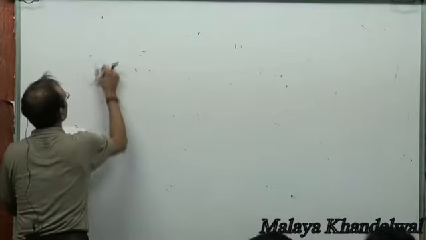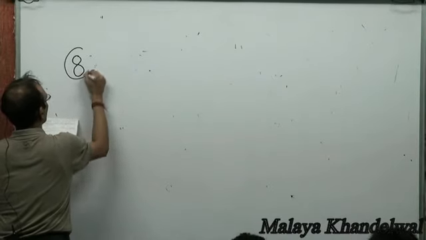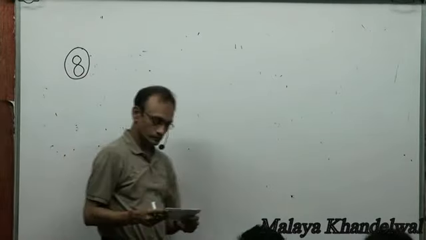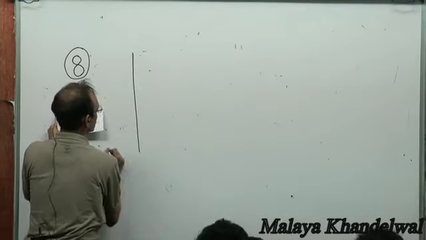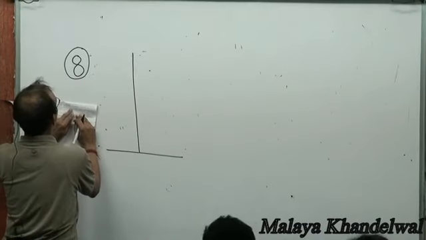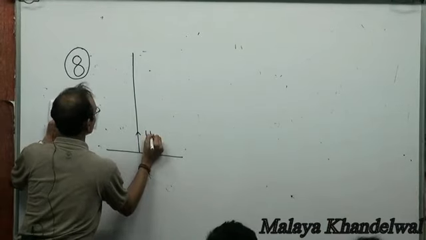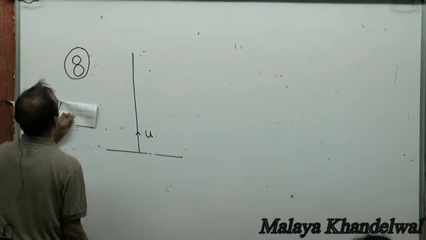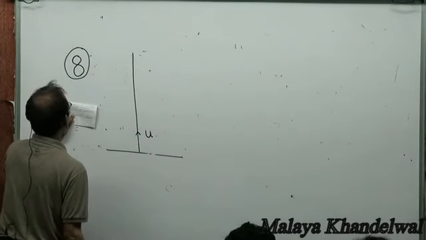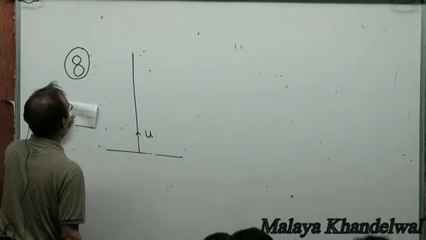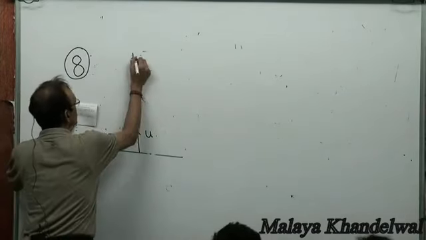Number 8. There is a particle which is thrown up from the ground, let's say with a velocity u. It experiences a constant air resistance which can produce a retardation of 2 meters per second squared opposite to the direction of velocity. The ratio of time of ascent, it reaches a highest point.